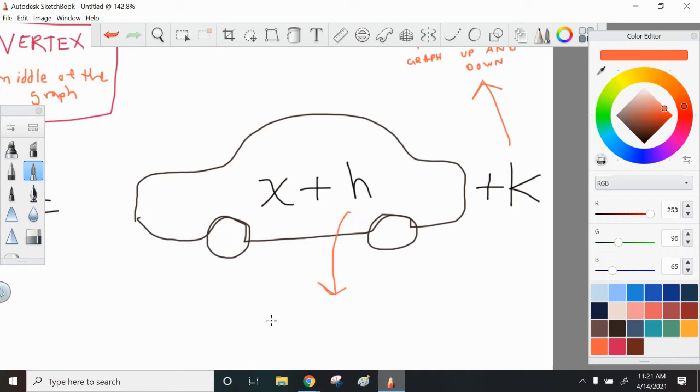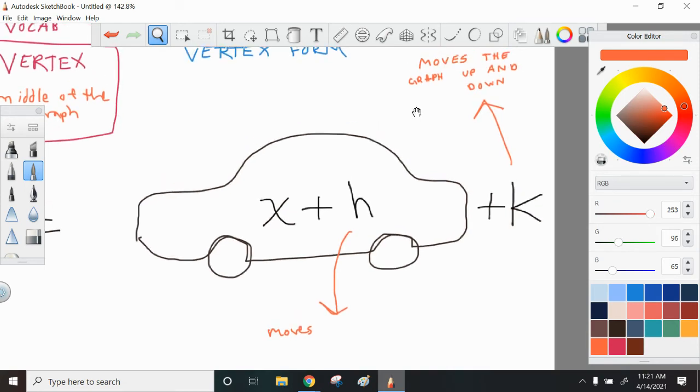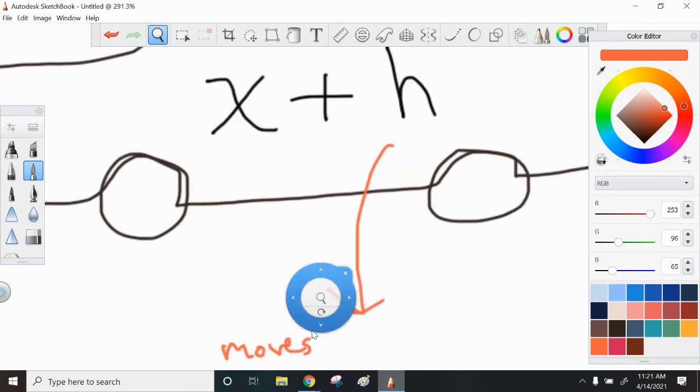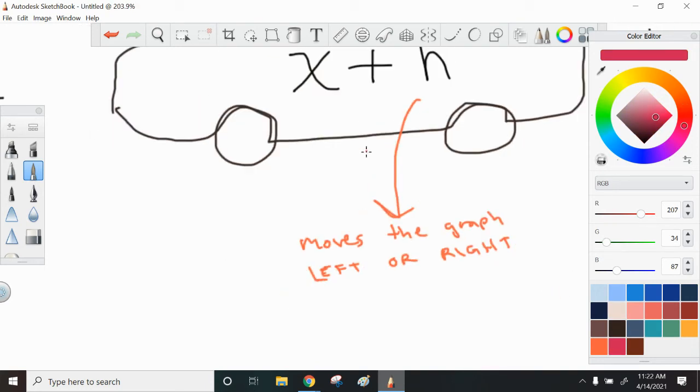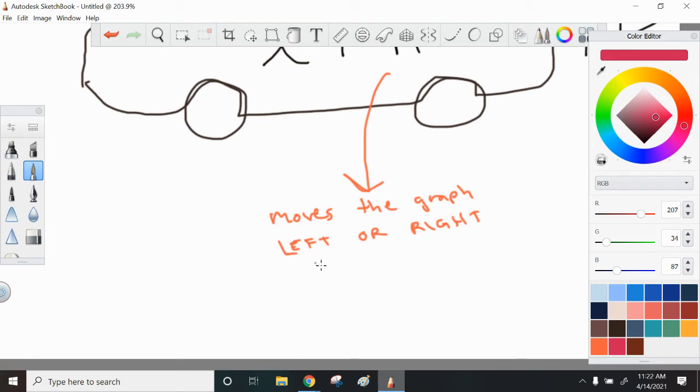That our H, and again, this is what a kindergartner would say, doesn't move the graph up and down. Our H moves the graph left or right. But very specific here. This is one of the most important things on the whole piece of paper that we're going to write today. Okay, this is moving it in the opposite direction.